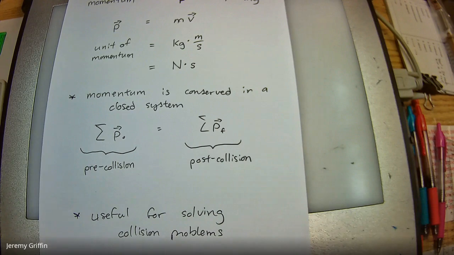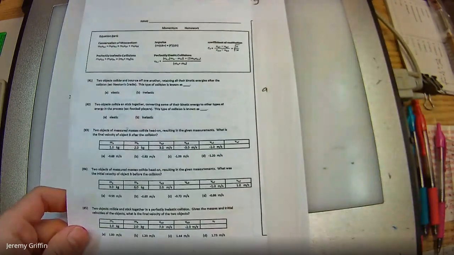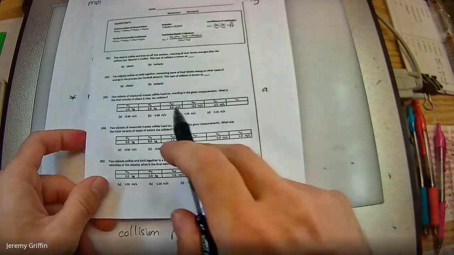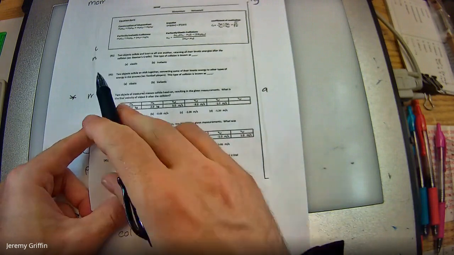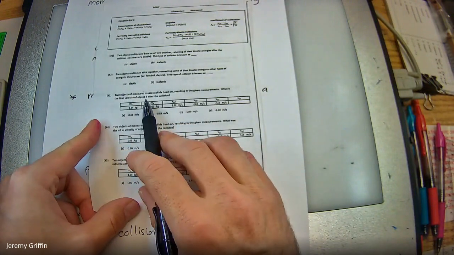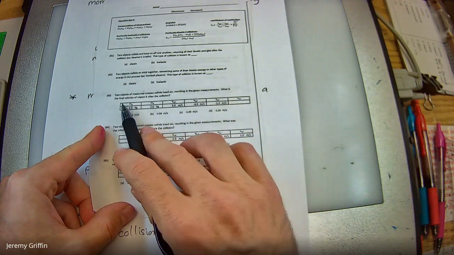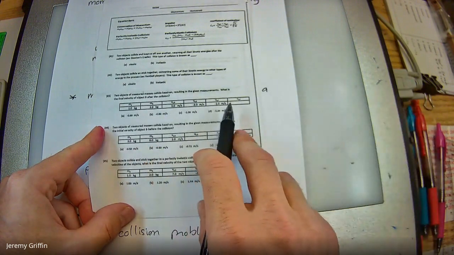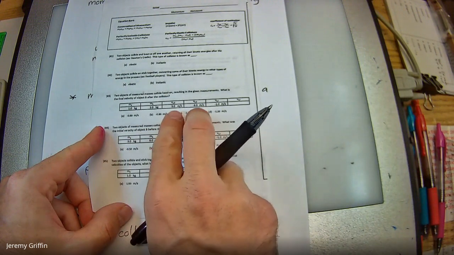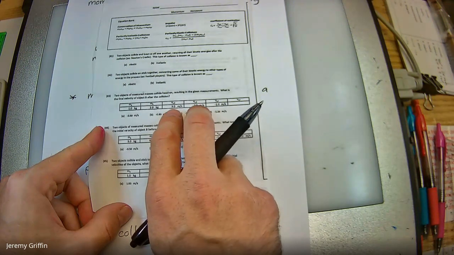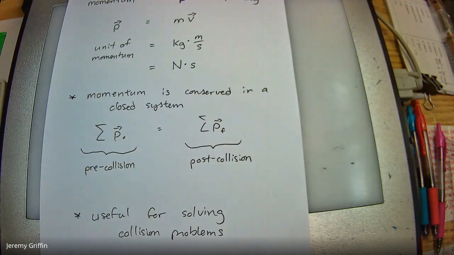What I'm going to do is refer to this page for a lot of the examples. Let's say like number 3. Okay, so let's take a look at number 3. Number 3 says two objects of measured masses collide head-on, resulting in these given measurements. What's the final velocity of object B after the collision? So I gave you mass of object A, mass of object B, their initial velocities before the collision, and then one of the rebound velocities. Can you solve for the other velocity?